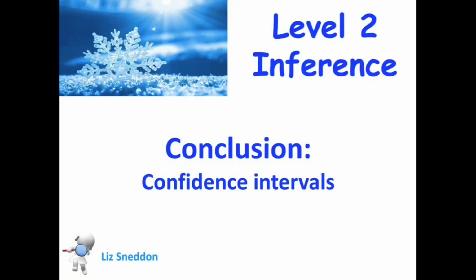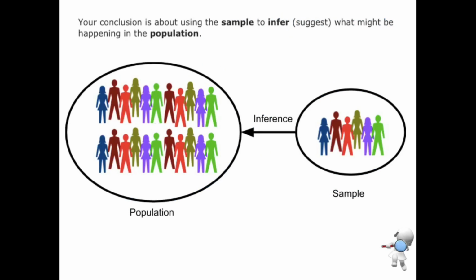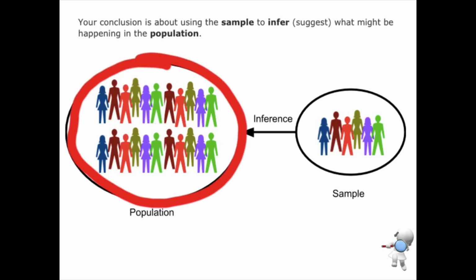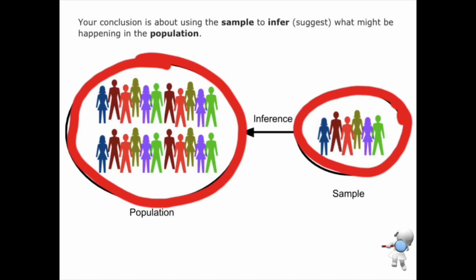Let's have a look at what confidence intervals are. So if I go back to the big picture, this whole topic is called inference. What happens is that we are taking a population that we're interested in. Okay, so we've got our lovely, great big population here. And from that population, we take a sample. Now, with that sample, we are then trying to make an inference or make suggestions about what the actual population might be suggesting.